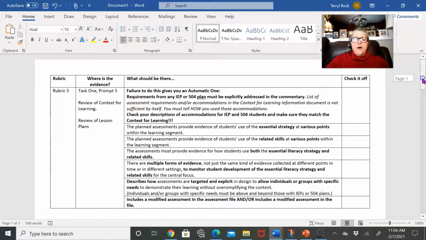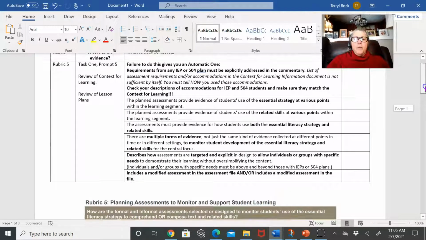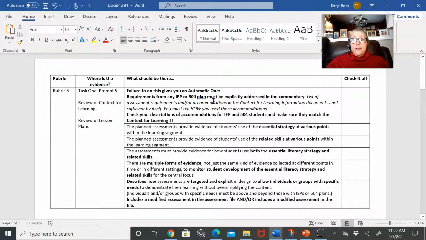First of all, if you'll notice from your rubric here, level 1, we have an automatic 1 if you do not pay attention to any assessment requirements in IEPs and 504 plans. So what the scorer is going to do is they're going to go look at your context for learning. And they're going to see, okay, they noted that this student has an IEP, and that IEP requires that the test be read aloud, or the assessment. And maybe there was a 504 plan. But we're talking about plans that are specific to assessment.